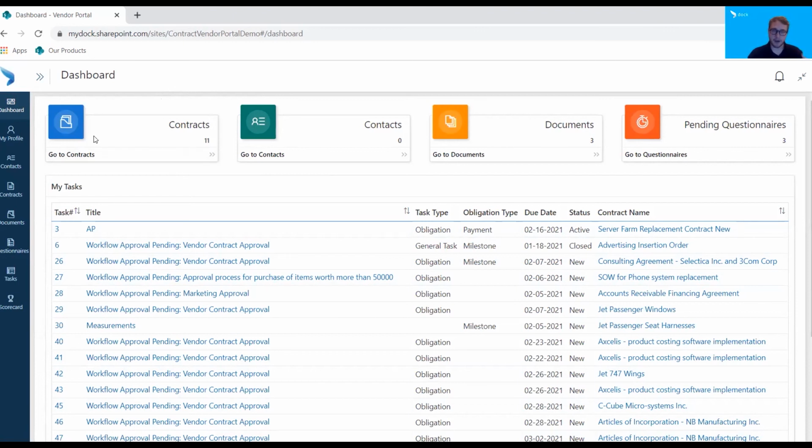and so they can see any of the contracts that they're working on with your company. They can see all of the documents that they're working on with your company. They're seeing any questionnaires that you've built out and sent over to them, but it's only for their company.